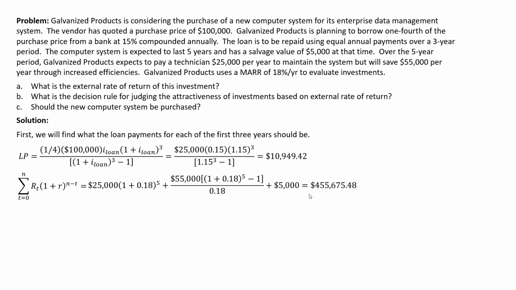And so when you sum up all these, you get 455,675. These are the positive cash flows. Cool. Now let's look at these negative cash flows. The loan is a negative cash flow, right? That you have to pay at t equals 1, 2, 3, that one.